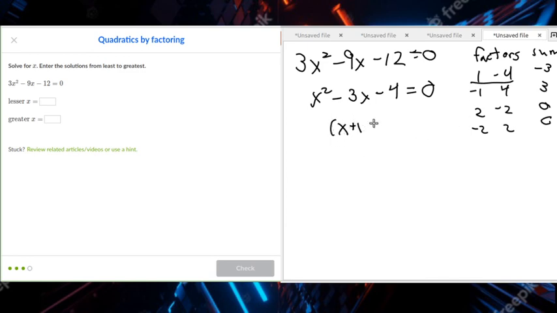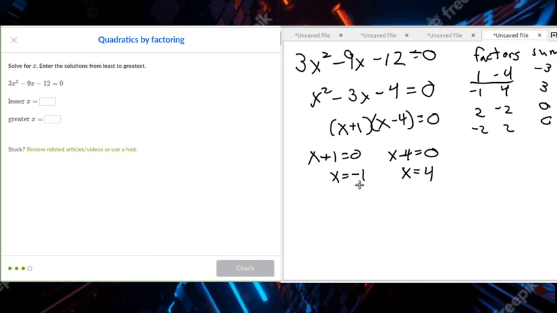x plus 1 times x minus 4 is equal to 0. And if we distribute this out, we're going to get this right here. So everybody's clear. And because this times this is 0, I know one of these has to be 0, or maybe both have to be 0. But at least one has to be 0. Okay, so x is equal to negative 1, or x is equal to 4.